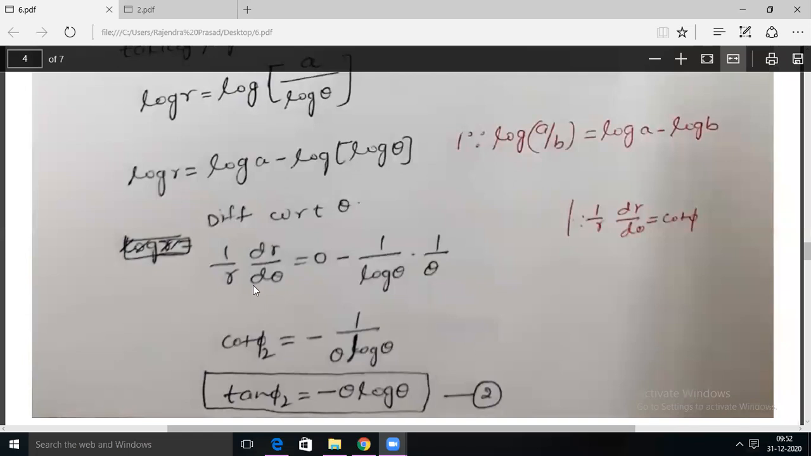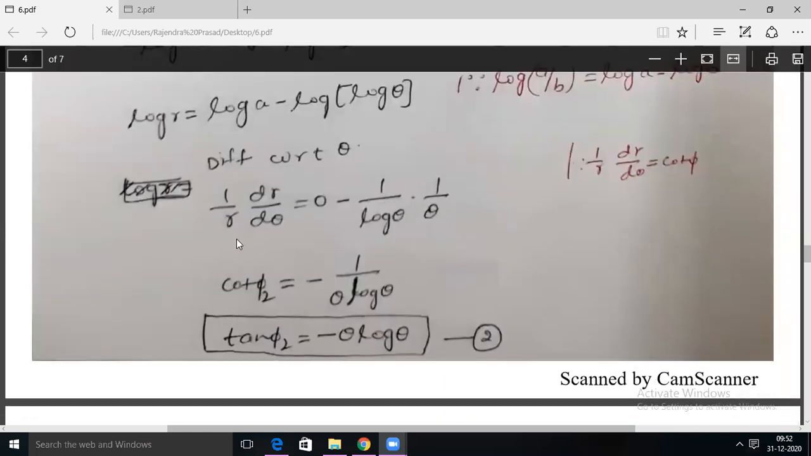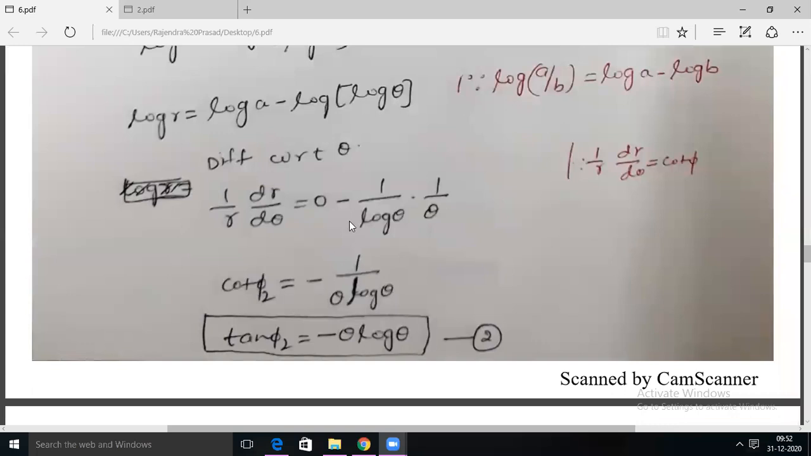We know that 1 by r into dr by d theta is equal to cot phi. So obviously we can write here cot phi 2, because second polar curve we have here, which is equal to minus 1 upon theta into log theta. So this can be written as minus 1 upon theta into log theta.